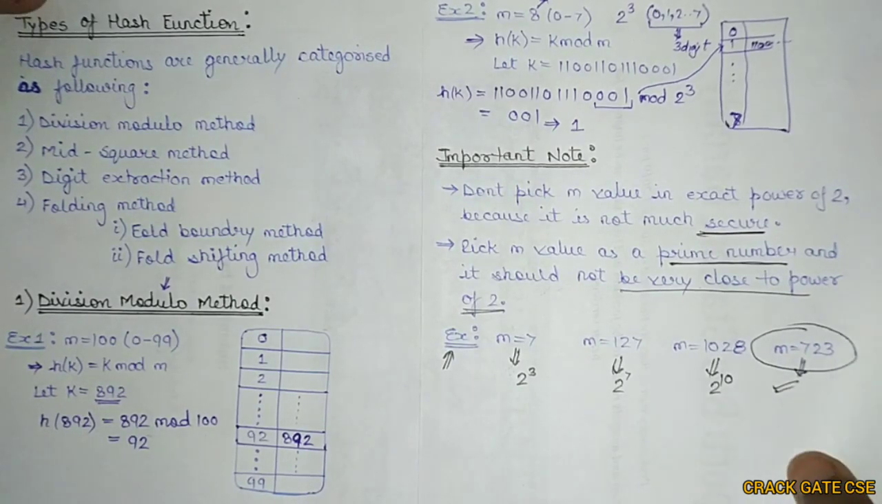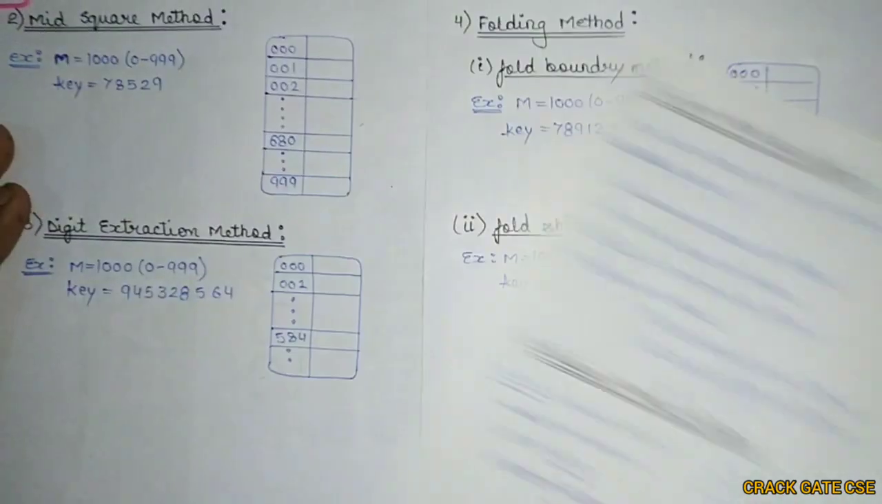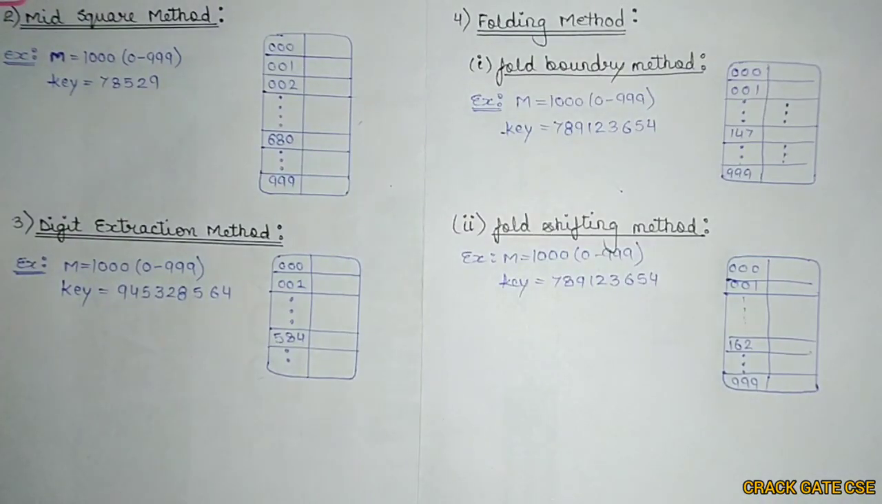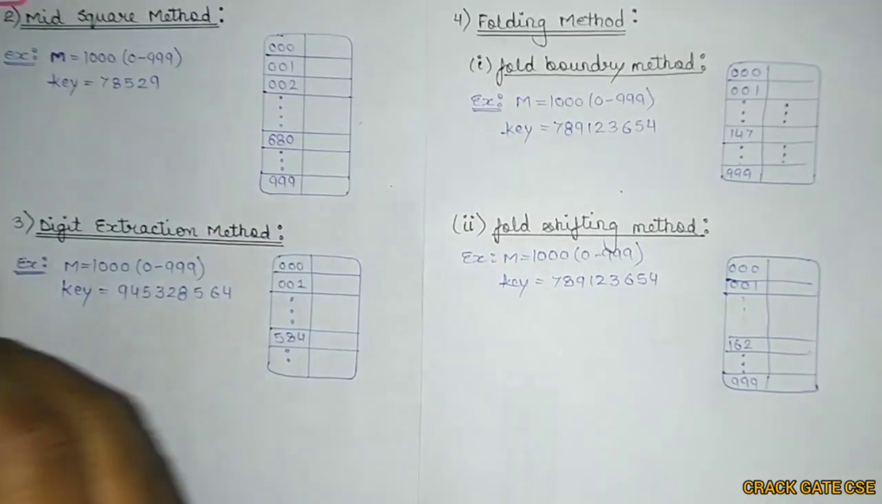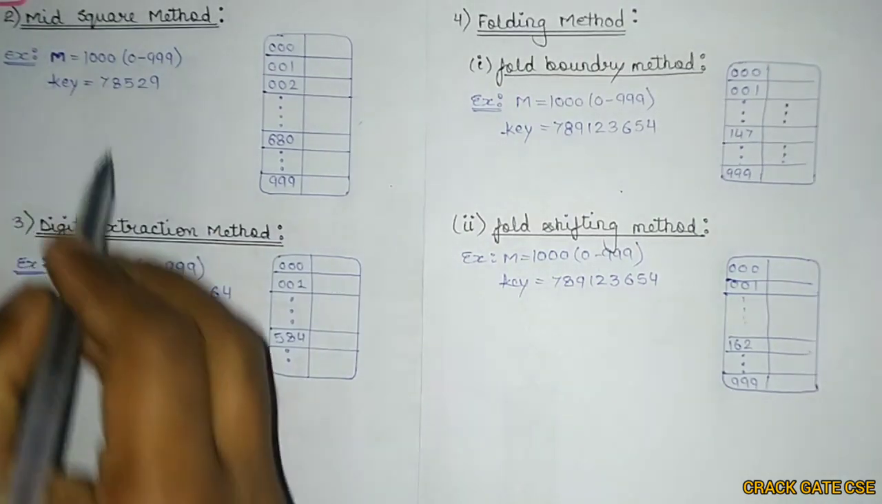Now let's see the other remaining three methods also. So the second method is mid square method. As the name suggests, mid square method. So what will we be doing? Firstly, we will be squaring.